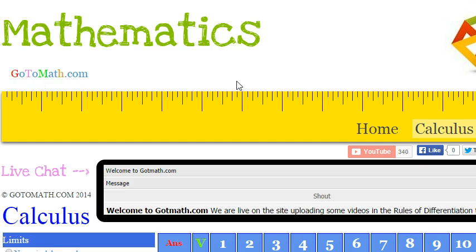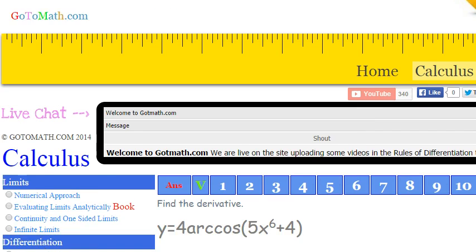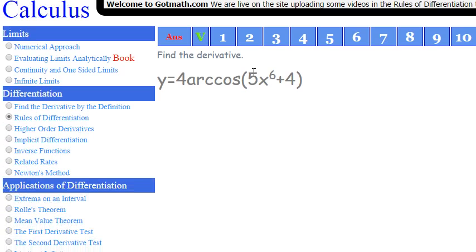Alright, we're over here at gotomath.com and we're working some calculus problems. We're under the rules of differentiation. So we're going through all the rules and we're looking at a bunch of different functions. These are trig functions. We are in this section here. It says find the derivative. So we want to find the derivative of 4 arc cosine of 5x to the 6th plus 4.